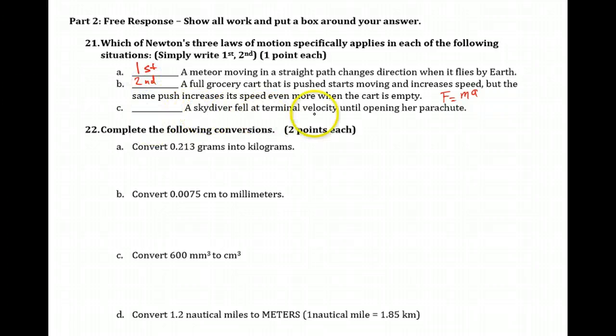A skydiver fell at terminal velocity until opening her parachute. Well, she's going to keep on moving, she's got balanced forces on her. Terminal velocity is where air resistance and gravity balance out. So she's got balanced forces acting on her until she opens her parachute. That increases the air resistance, so her velocity is going to change. That's the first law.